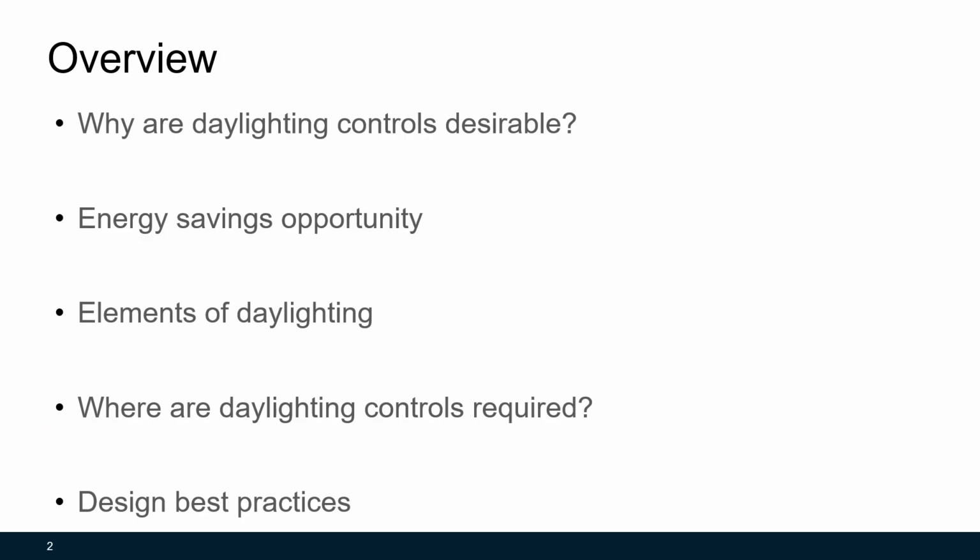I'll begin by describing daylighting controls and why we want them, followed by some discussion on the energy savings opportunity. I'll describe the factors beyond controls that impact daylighting and where UFCs and energy codes require automatic daylighting controls. I'll conclude with a few best practices for capturing lighting control design intent.